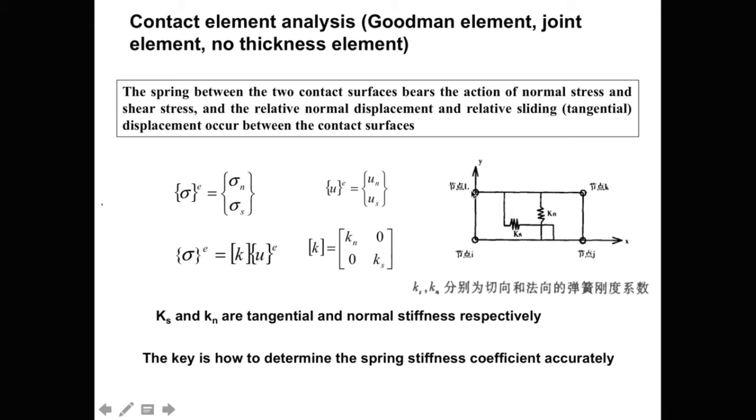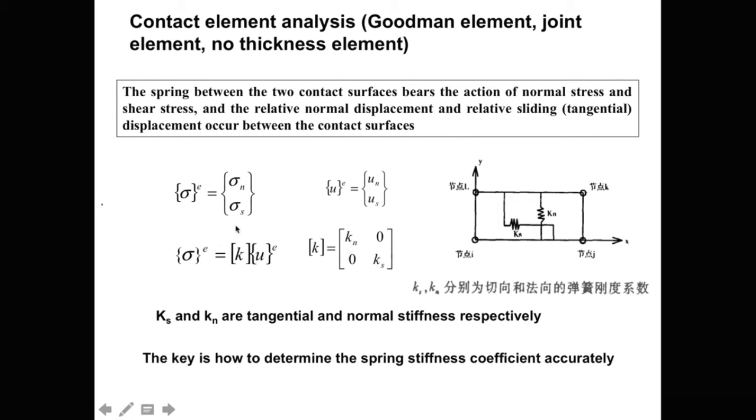totally it has four nodes. Node 1, node 2, and nodes L, K, I, J. One side is soil, another side is structure or concrete. And there are two springs. One provides the normal force, another provides the shear force.